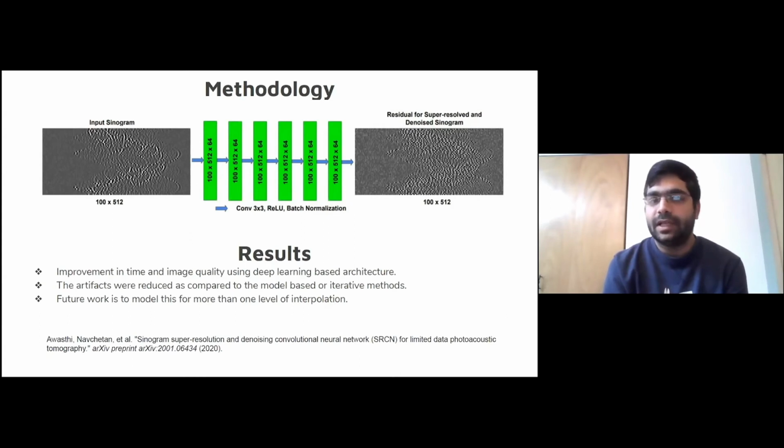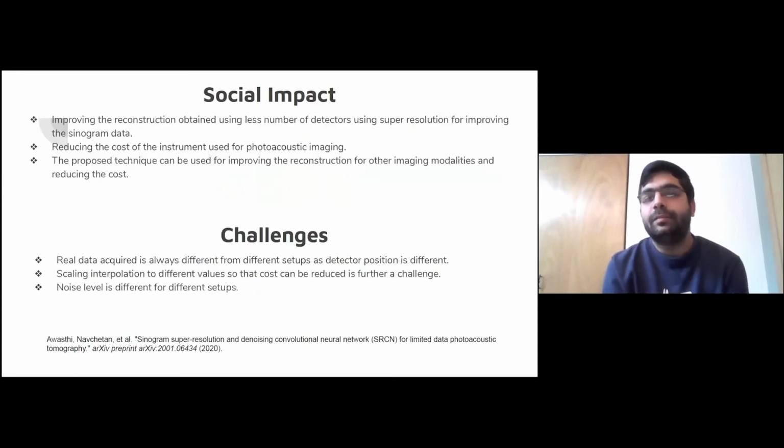What we are planning next: currently we are taking 50 detectors and moving from 50 to 100 detectors, which reduces the cost by half of the detectors or transducers. Can we go beyond one level of interpolation, using only 10 detectors and going to a 100-detector output? This is our next idea. The impact is that you can use as few detectors as possible and get the output for a larger number of detectors, which will help reduce the cost of the system.